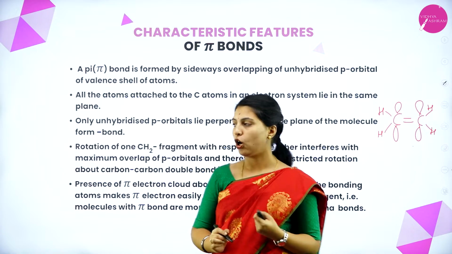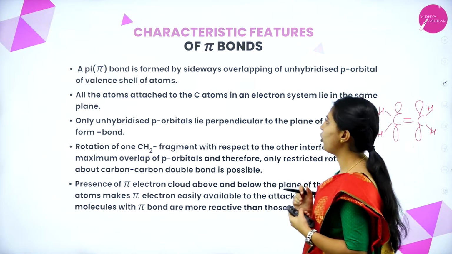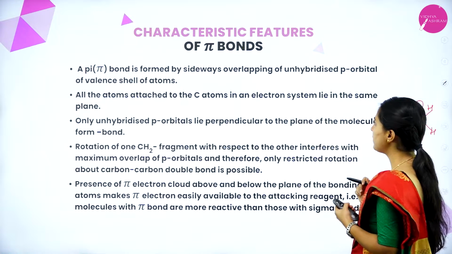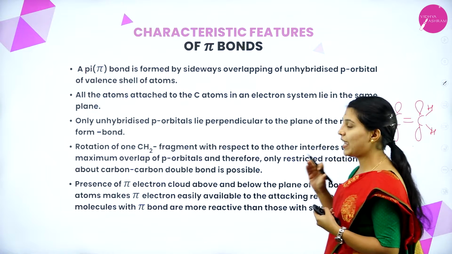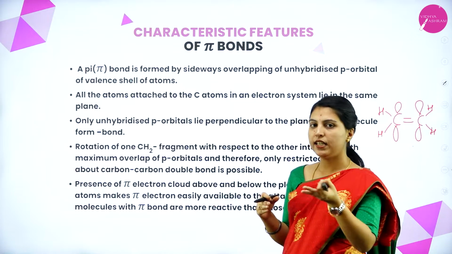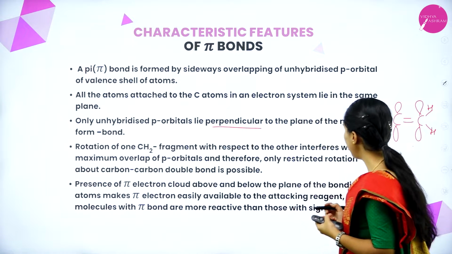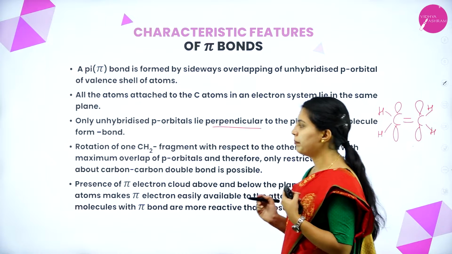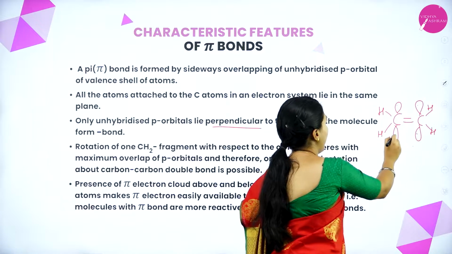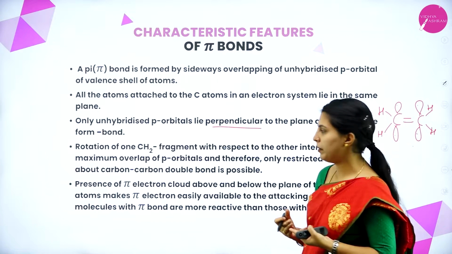This is the p orbital. The pi bond is formed by sideways overlapping of unhybridized p orbitals of the valence shell of atoms. All the atoms attached to the carbon atoms in an electron system lie in the same plane. This C, H, H, all the H and all the C are lying in the same plane. Only unhybridized p orbitals lying perpendicular to the plane of the molecule form a bond. These p orbitals are perpendicular to the plane and they will form the pi bond.